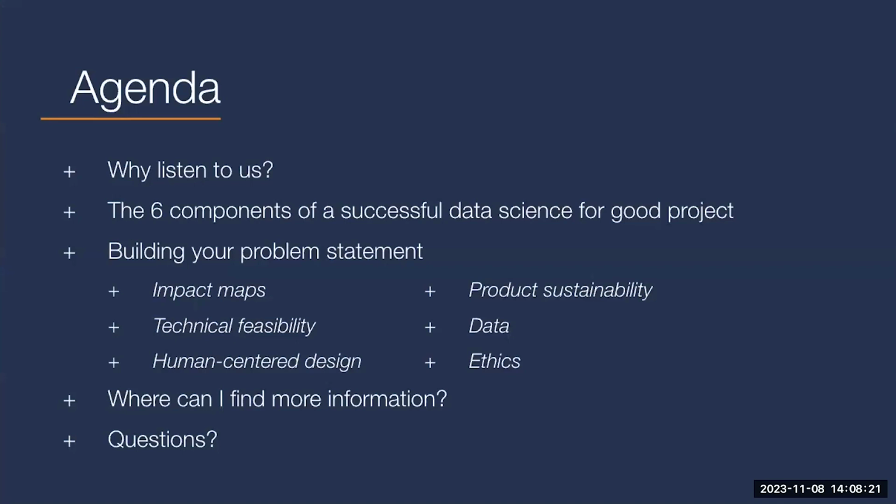So I'll try to monitor the chat as we go, so please feel free to share any questions in there. I'll first go over why listen to us, who we are at DataKind, and then talk about the 6 components of a successful data science for good project, which will bring us into the bulk of today's session on building your problem statement and how to really identify that problem that you want to use data science for, and each of the different pieces involved in that, which go from impact maps through technical feasibility, human-centered design, product sustainability, data, and ethics. And we'll see if anyone has any questions and share where to find more information.